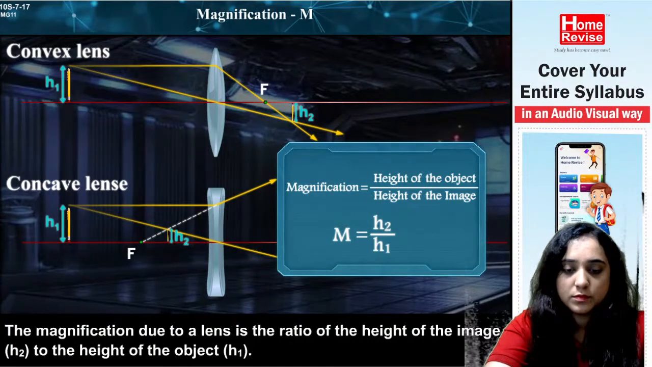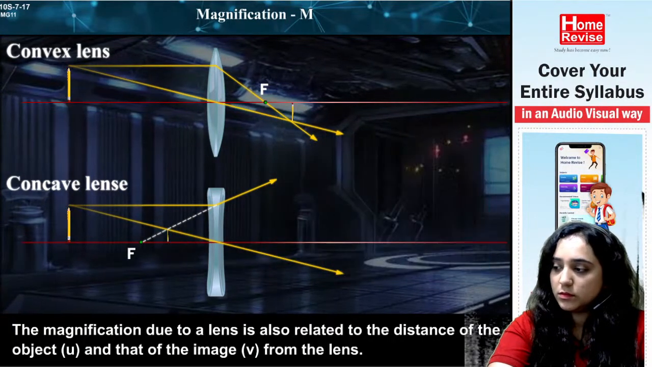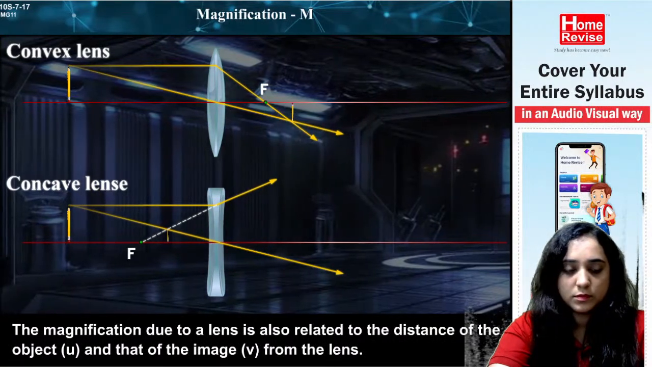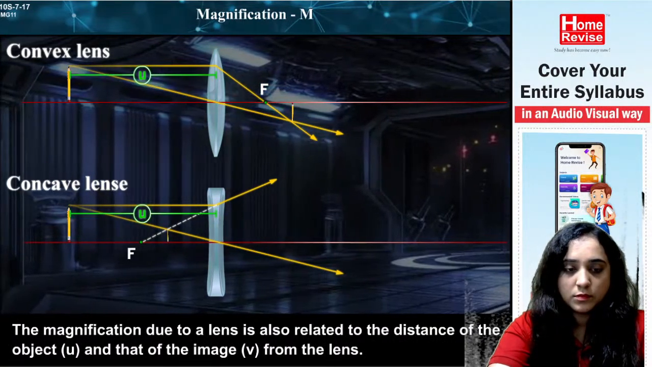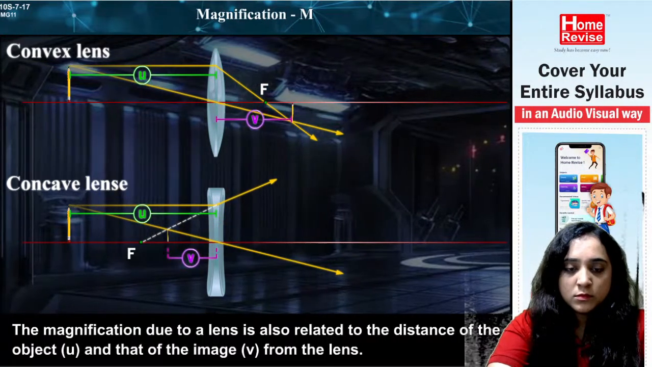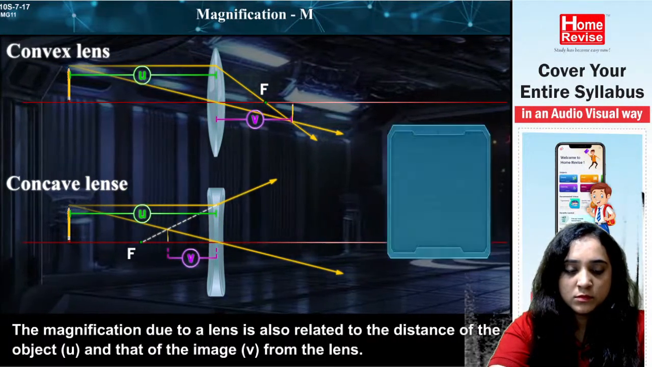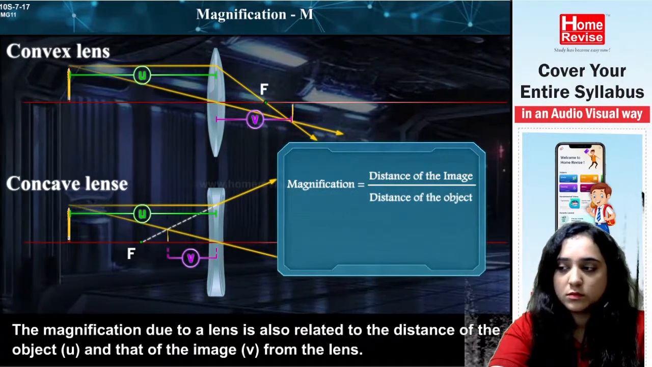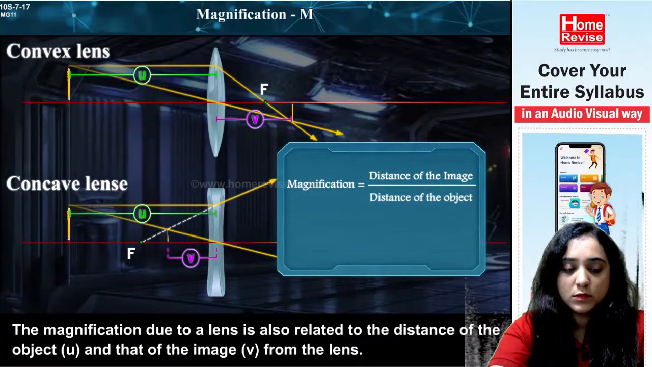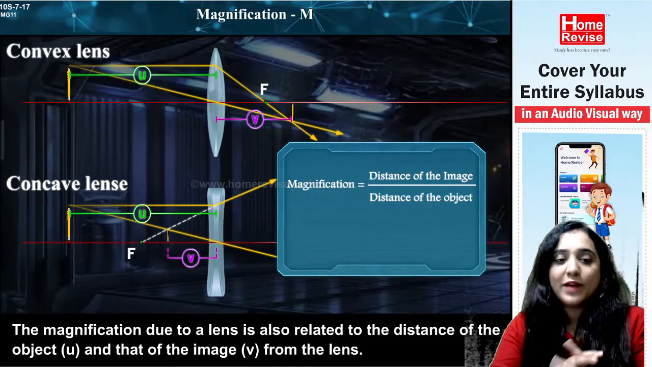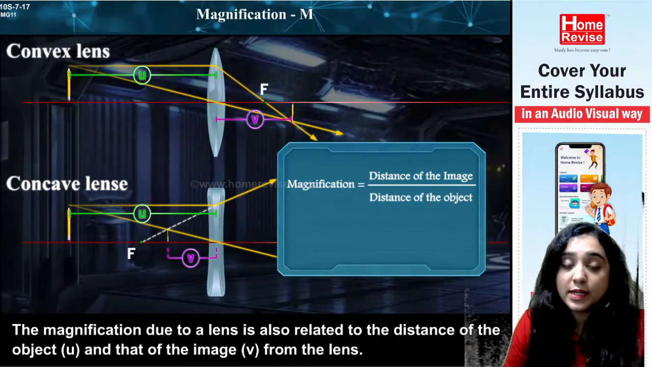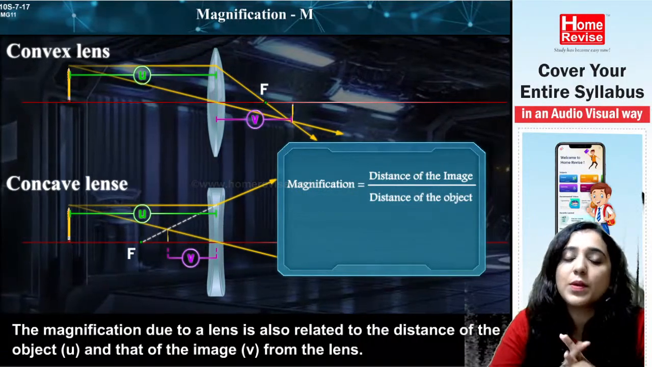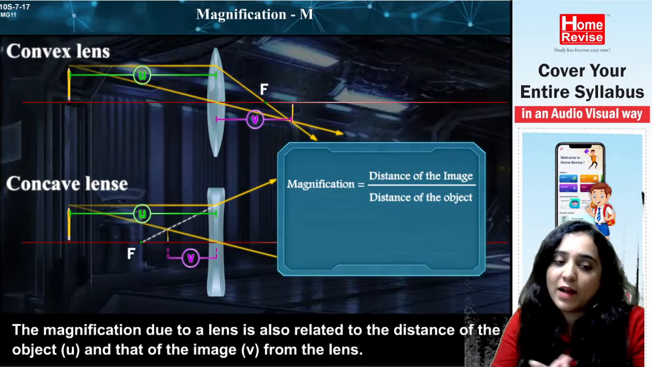This is equation 1. The magnification due to a lens is also related to the distance of the object u and that of the image v from the lens. Magnification is equal to distance of the image divided by distance of the object. If you want to find the magnification and the height is not mentioned, no worry, you can calculate the magnification with the help of the value of u and the value of v.